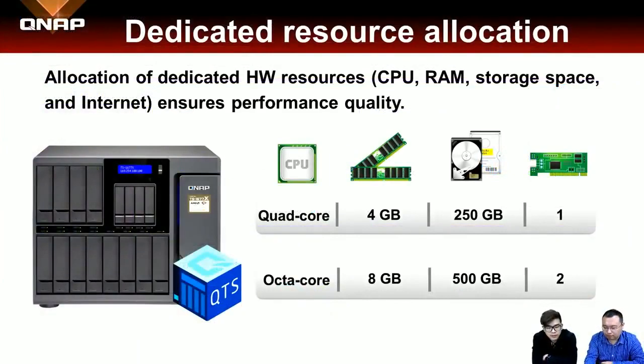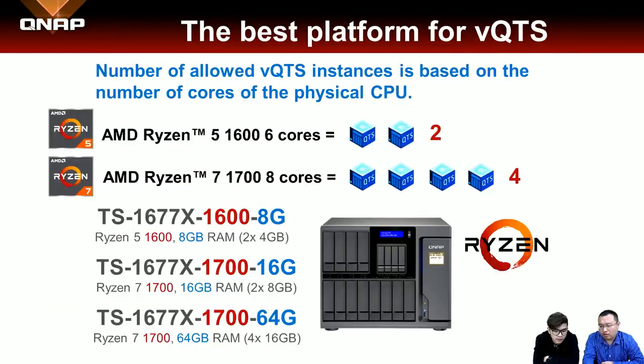Okay. So this is what the VQTS can do. And okay, so we will see something more about the VQTS about our machine. So if you want to run this wonderful VQTS capability, you will need at least a Ryzen 5 6-core processor. Okay. So this one we have 3 different SKUs available. So 1600, 1700, and then 1700. Okay. So with the 6 cores, you can create 2 VQTS instances. With the 8 cores, you get 4 VQTS instances. Okay. Good. So right now, this one is exclusive on the 77 series.